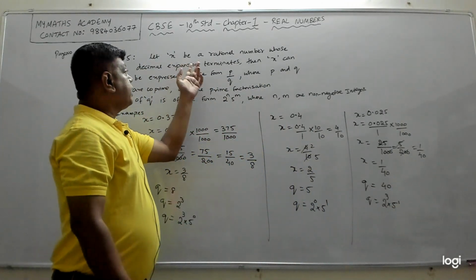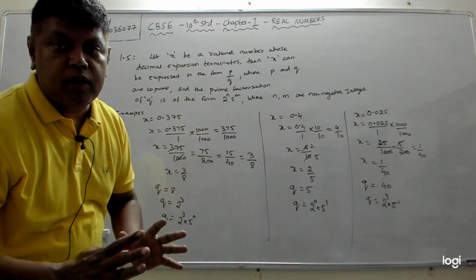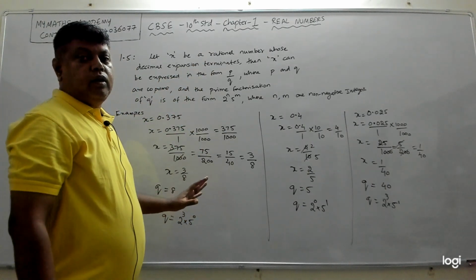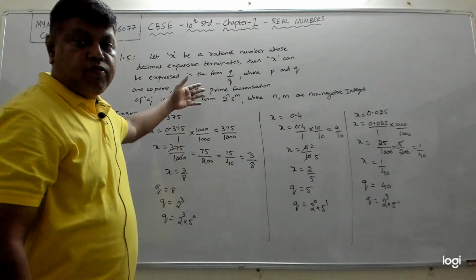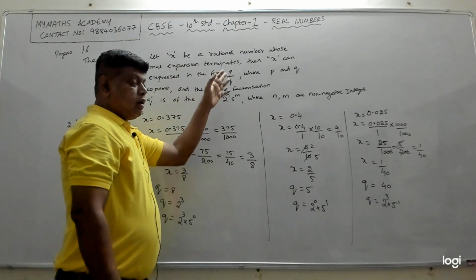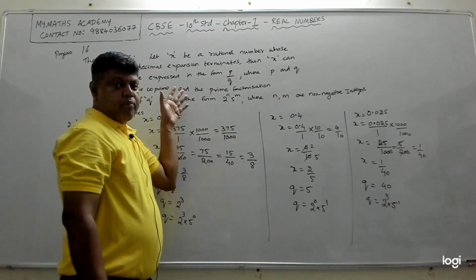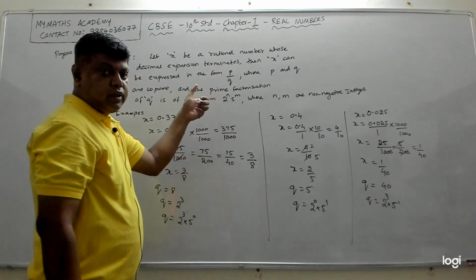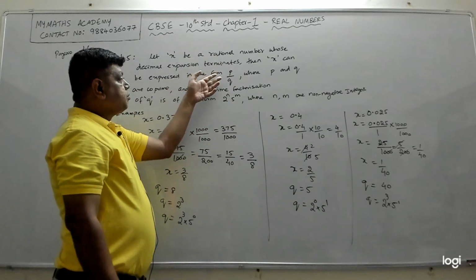So whenever x has a decimal expansion that terminates, then we can express x in the form of p by q, where p and q are co-prime. We have to simplify and write x in fraction form, the simplest form of the fraction, that is p by q.